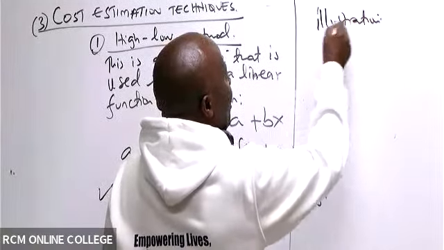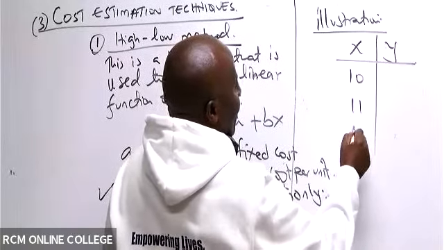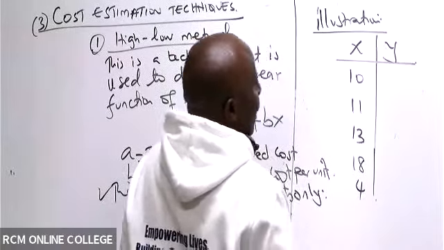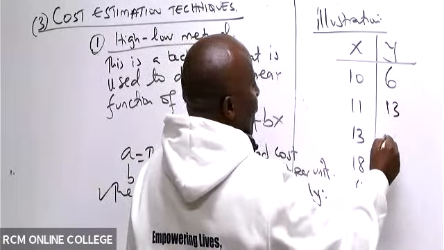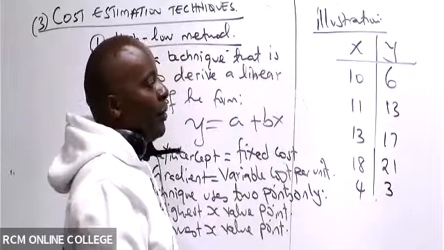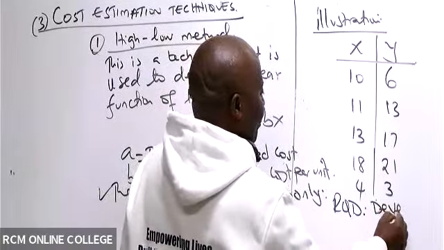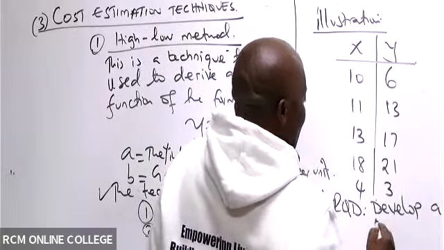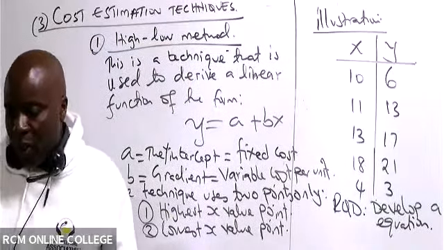If, for example, you're given here X and Y, they give you 10, 11, 13, 18, and maybe 4, and then here we have 6, 13, 17, 21, and maybe 3, like that. And then we are required to develop a high-low equation for cost estimation.